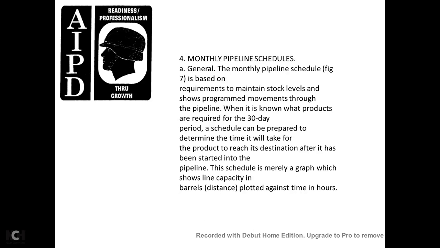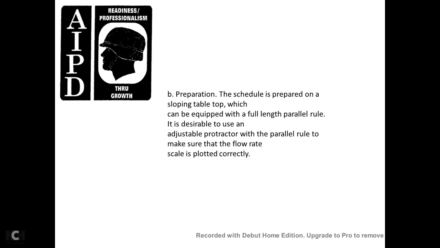For monthly pipeline schedules, the monthly pipeline schedule of figure 7 is based on the requirements to maintain stock levels and shows the program movements through the pipeline when it is known that the product is required for the 30-day period. The schedule can be prepared to determine the time in which the product can reach the destination after it has been started through the pipeline. The schedule is merely a graph that shows the line capacity in barrels, distance plotted against time in hours.